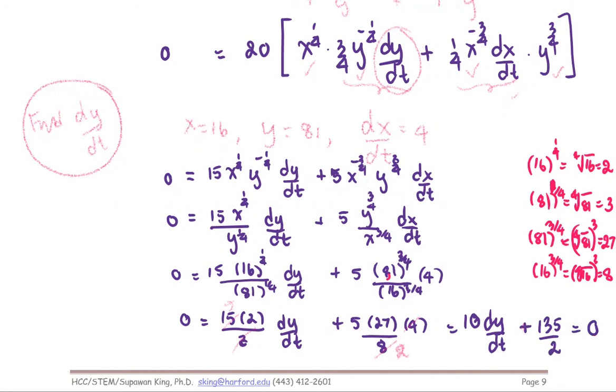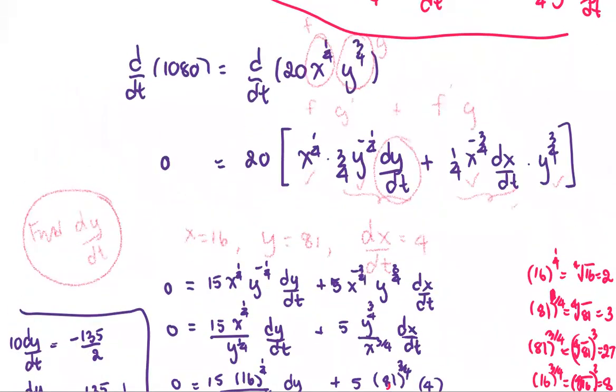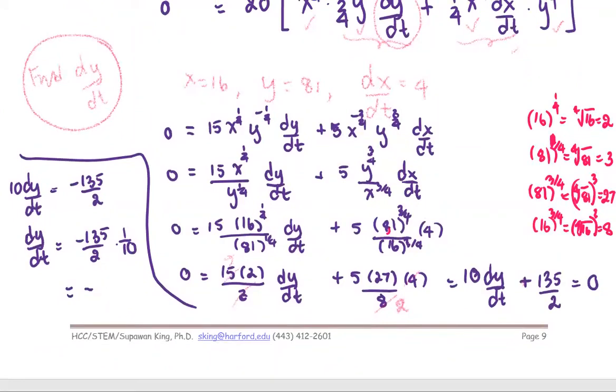So what we are going to do is solve for dy by dt. From this, 10 times dy by dt equals negative 135 divided by 2, or dy by dt equals negative 135 divided by 2 multiplied by 1 over 10. And it will give us the value negative 6.75. So negative 6.75 is the rate of change of the units in capital per month.